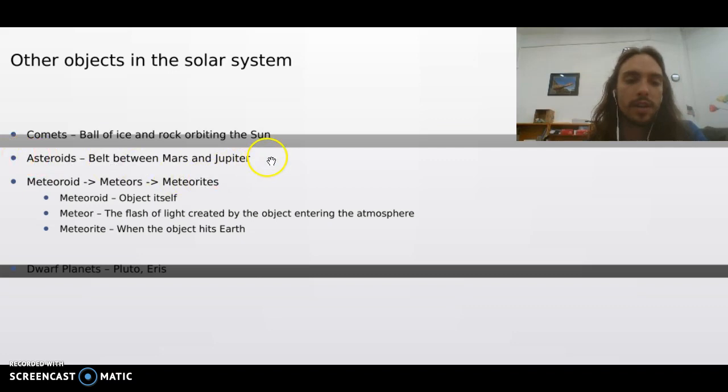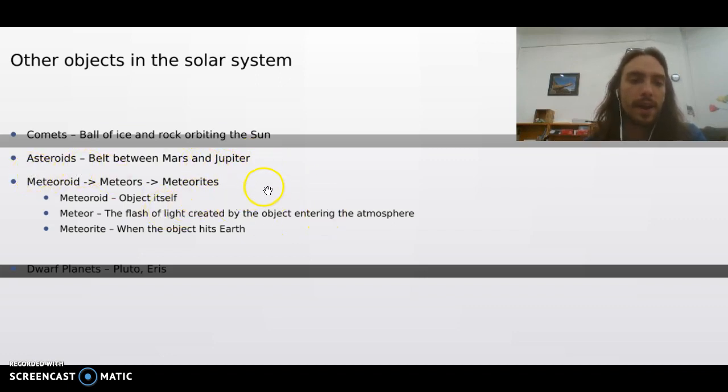Then we've got asteroids. We talked about the belt between Mars and Jupiter. There's also the Kuiper belt outside of Pluto. You don't really need to worry about that one too much. It's basically so far away that it can't affect anything in your life ever. But it's cool to know. So Kuiper belt, something if you're interested, look it up.